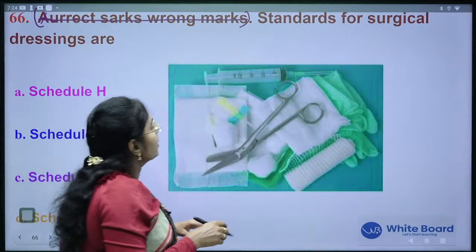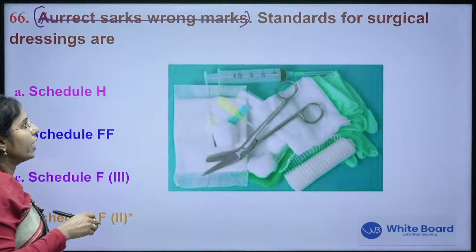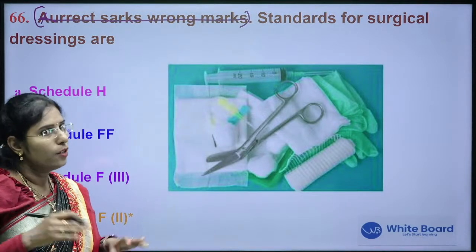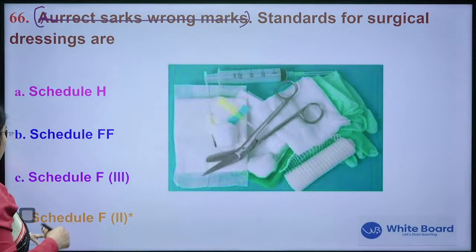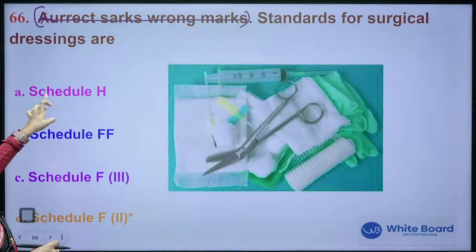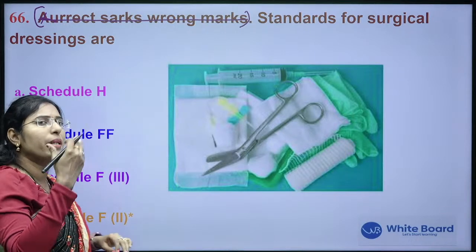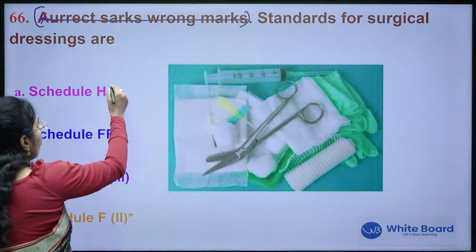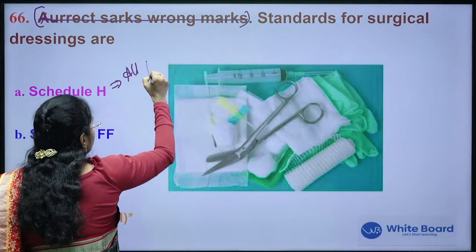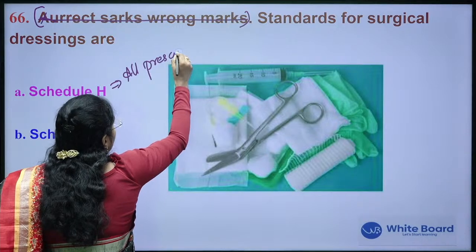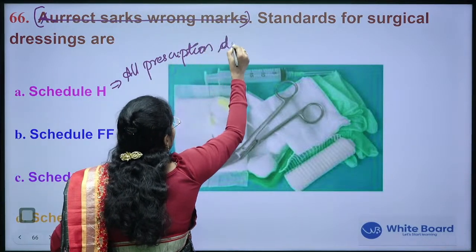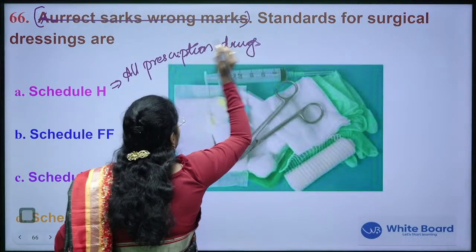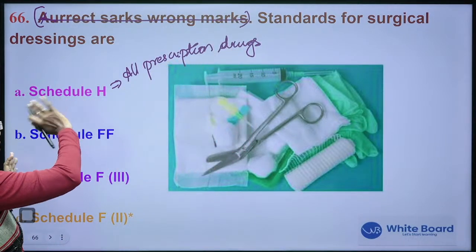And next, standards for surgical dressings are included under which schedule? So, this also previously I have discussed very clearly. Here they have given 4 options. First one is Schedule H. Schedule H includes all the prescription drugs. So, standards and regulations for prescription drugs are included under Schedule H.